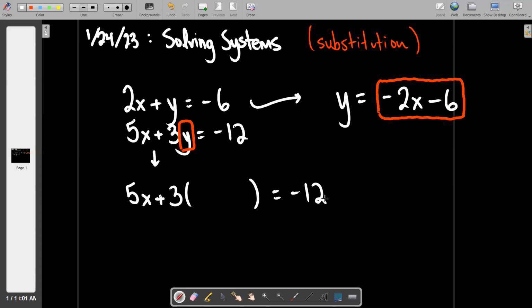Again, the y is not there anymore. In its place, I have put an empty awkward space. And what will I put into that space? Very good. So -2x minus 6 replaces what used to say y.